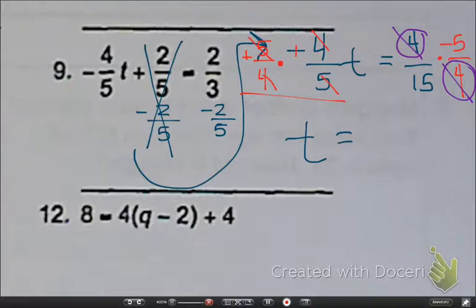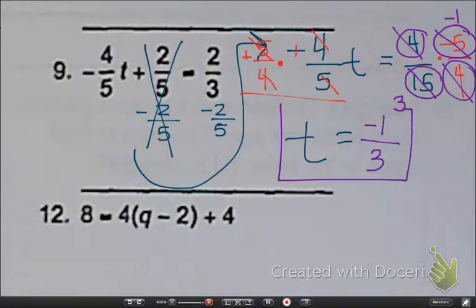And then I see that I also have a 5 and a 15. And I know, because I know my multiplication tables really well, that 5 goes into both 5 and 15. So negative 5 divided by 5 is negative 1, so I'm left with a negative 1 in the top. And 15 divided by 5 is 3, so I'm left with a 3 in the denominator. So the only number that's left in the numerator is negative 1, and the only number that's left in the denominator is 3. So I have t isolated now, t is all by itself. My final answer is t equals negative 1 divided by 3.